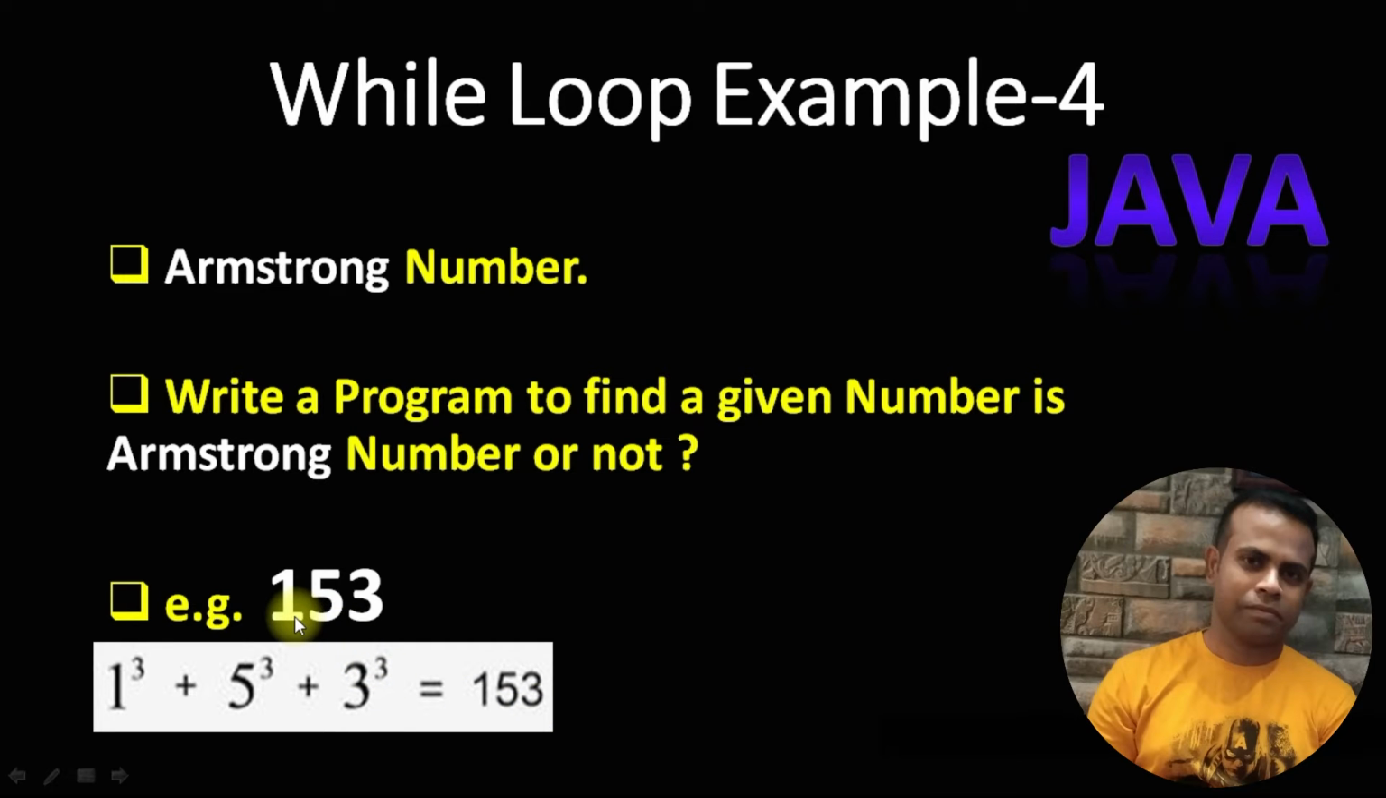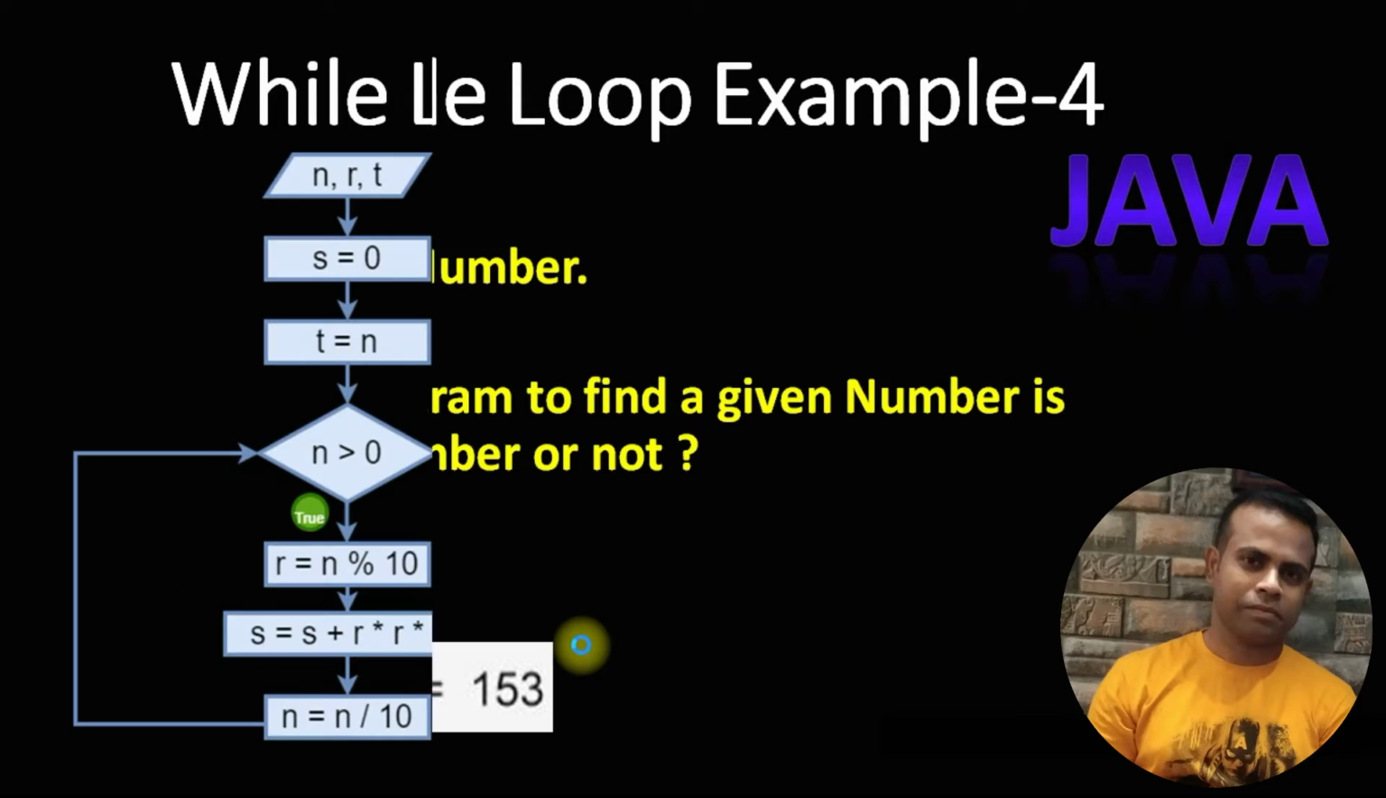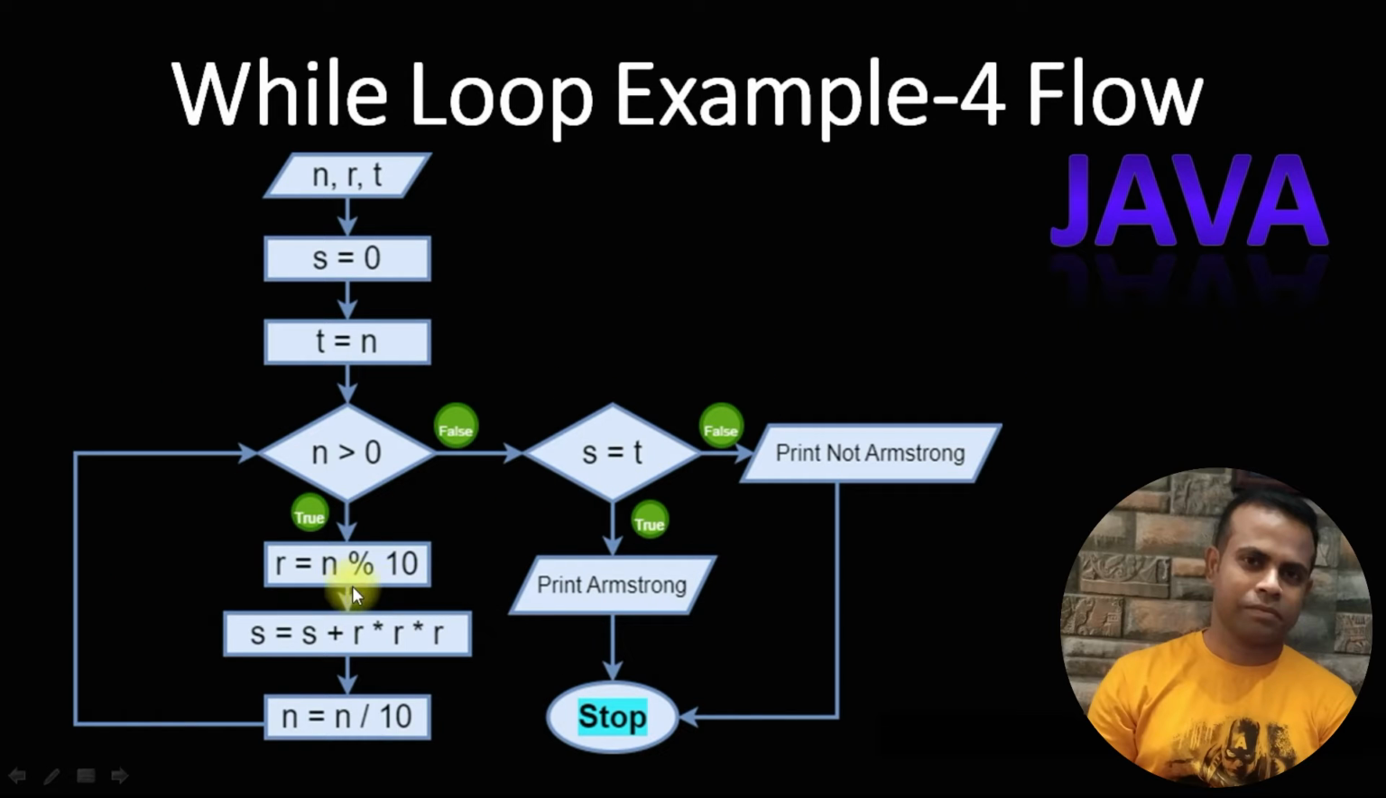If I take the first digit as 3, then 5, then 1, and make their cubes and sum all these cube values, then it will come to 153. If this type of number comes, then that type of number is called an Armstrong number. Now let's understand this logic with this flow. Then we will follow the same flow in our Eclipse program and execute the program.